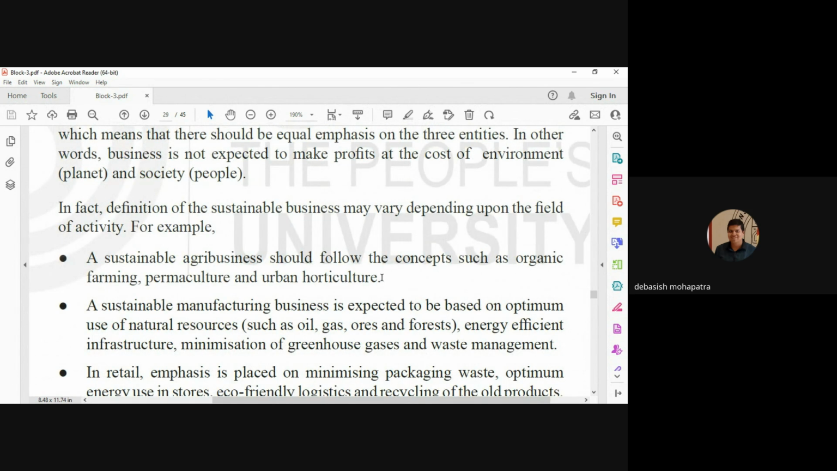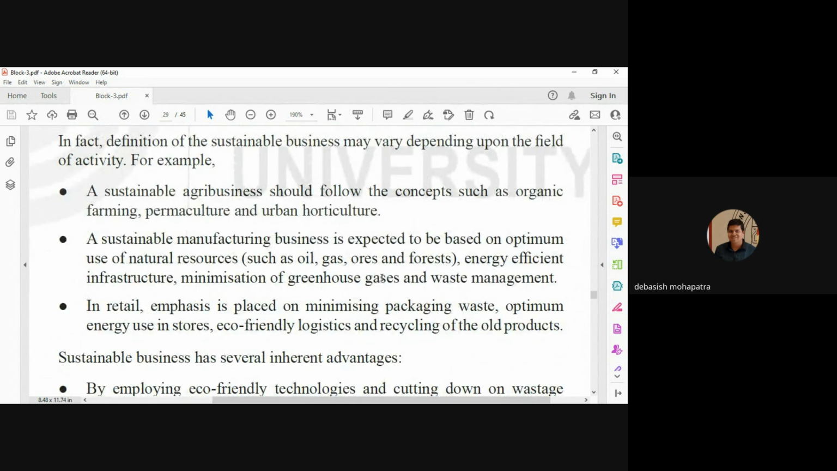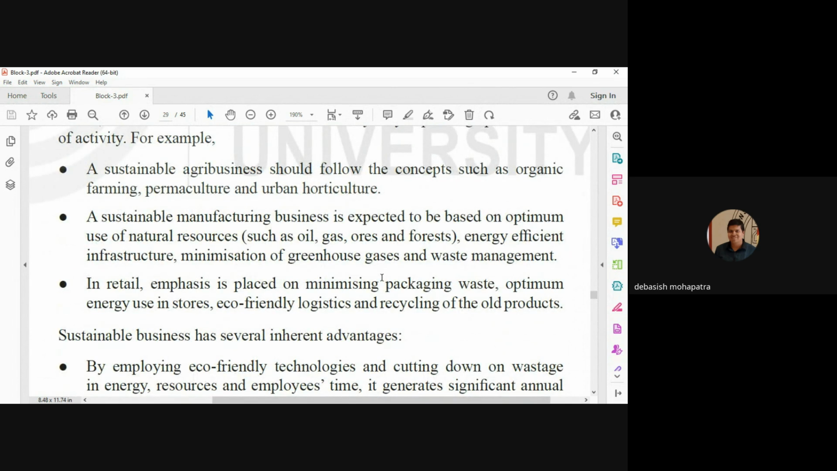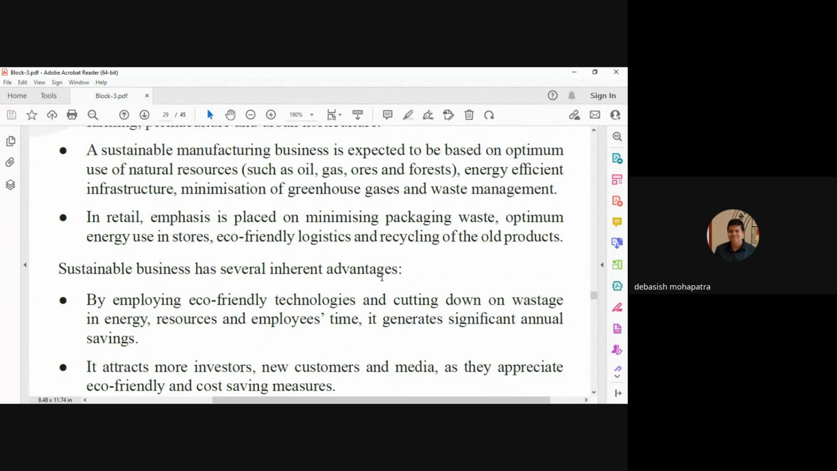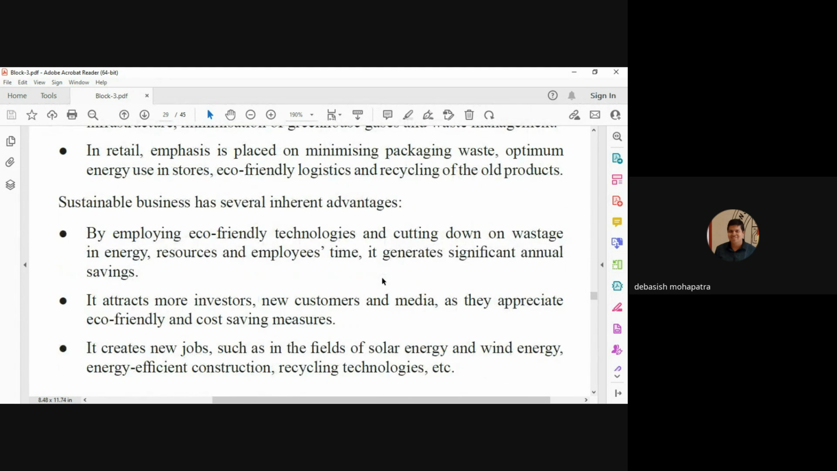In fact, the definition of sustainable business may vary depending on the field. For example, sustainable agribusiness should follow concepts such as organic farming, permaculture and urban horticulture. A sustainable manufacturing business is expected to be based on optimum use of natural resources such as oil, gas, ore and forests, energy efficient infrastructure, minimization of greenhouse gases, and waste management. In retail, emphasis is placed on minimizing packaging waste, optimum energy use in stores, eco-friendly logistics and recycling of old products.